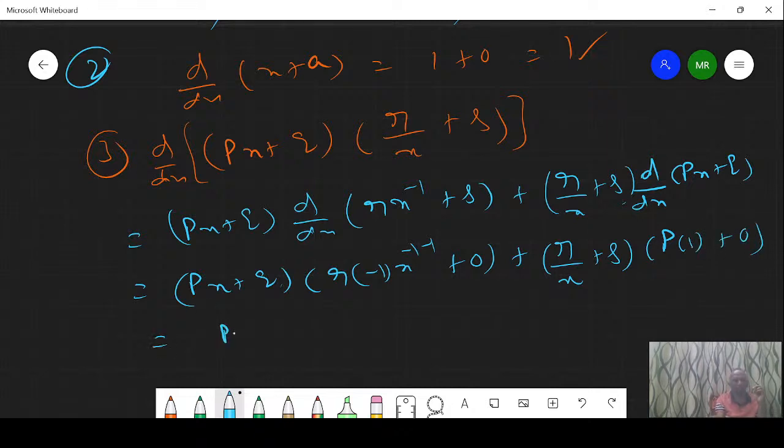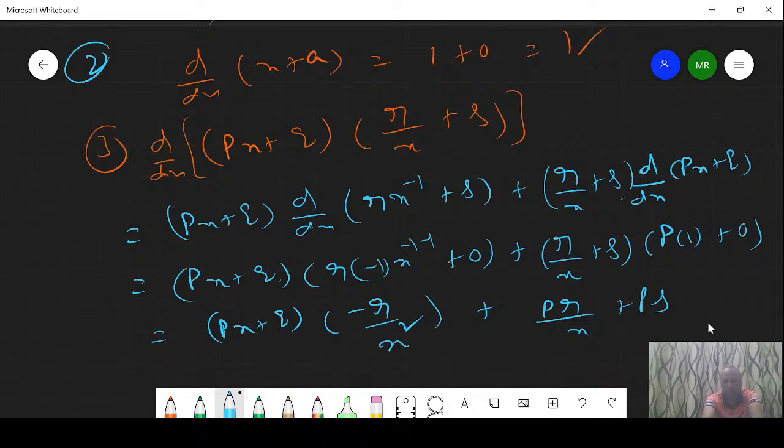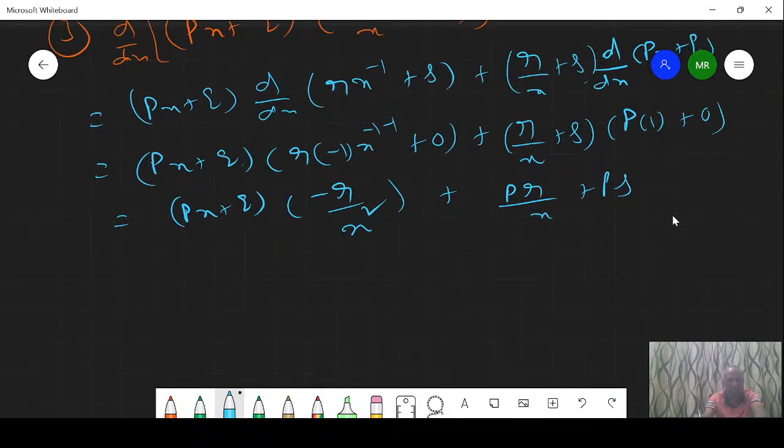You will get (px + q) into minus r by x power minus 2, minus r by x square it comes, minus r by x square, plus this one, p into this will be p, you will get pr by x plus it comes ps. Right. You can simplify if you want. You can simplify here by this one.